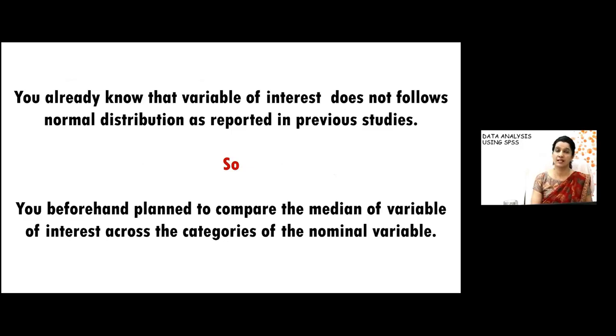In this case, we already know that the variable of interest does not follow a normal distribution, as reported in previous studies. So beforehand, we plan to compare the median of the variable of interest. But if you don't know whether you should test the median or mean, you should always start with the mean and test for normality. If it is not normal, then you can test for the median.